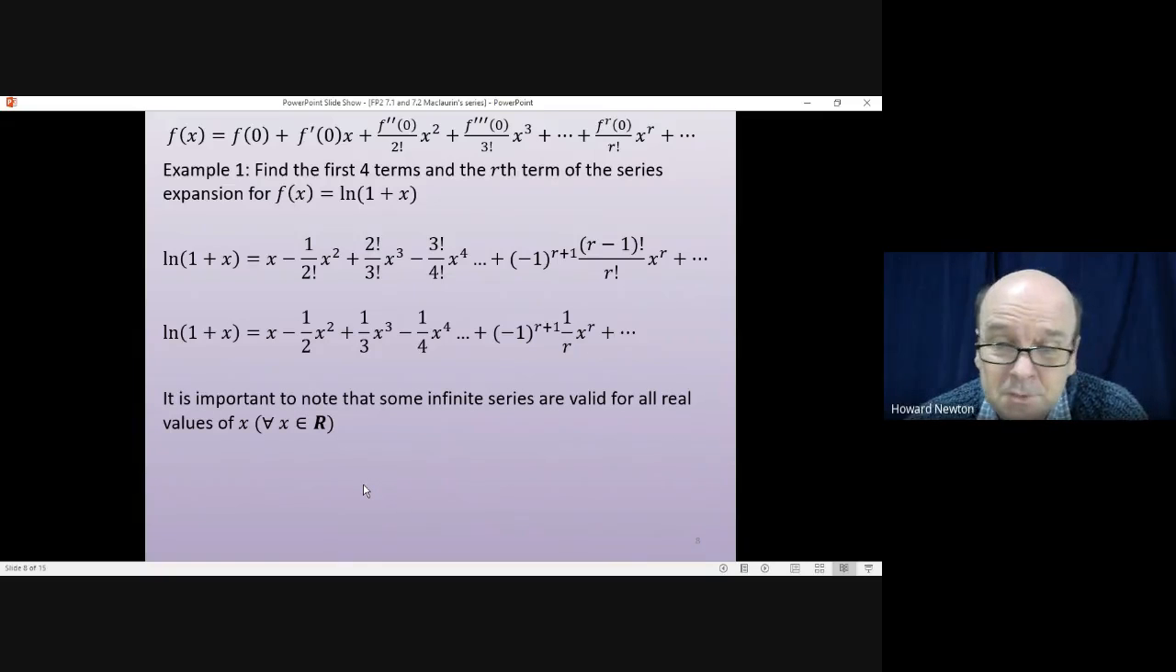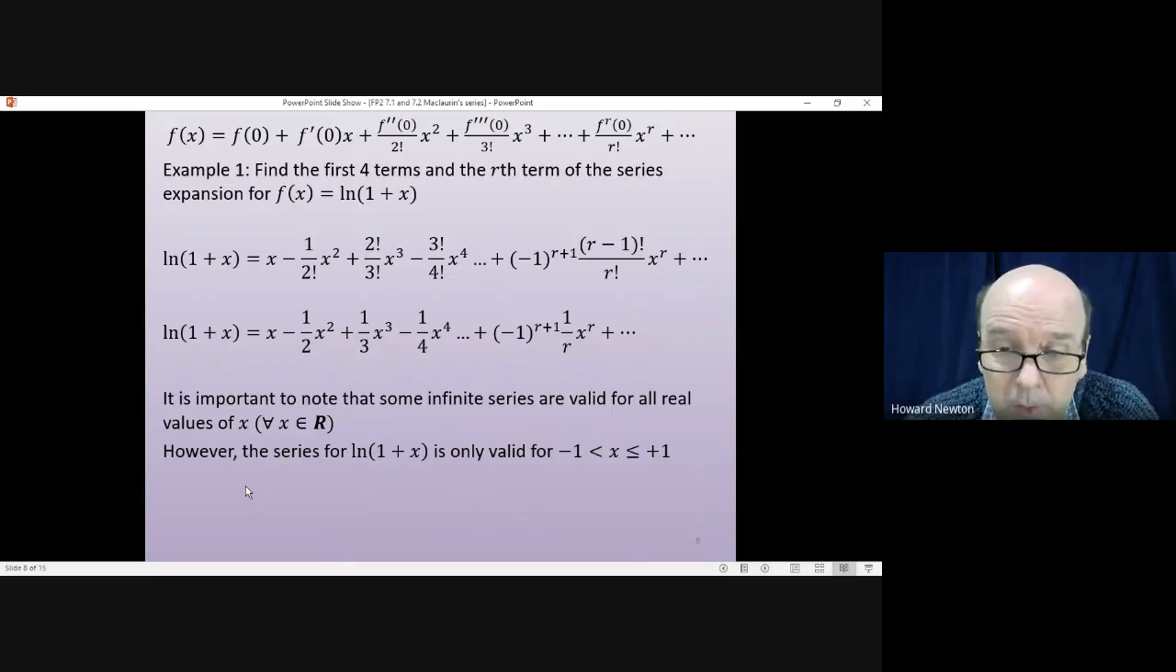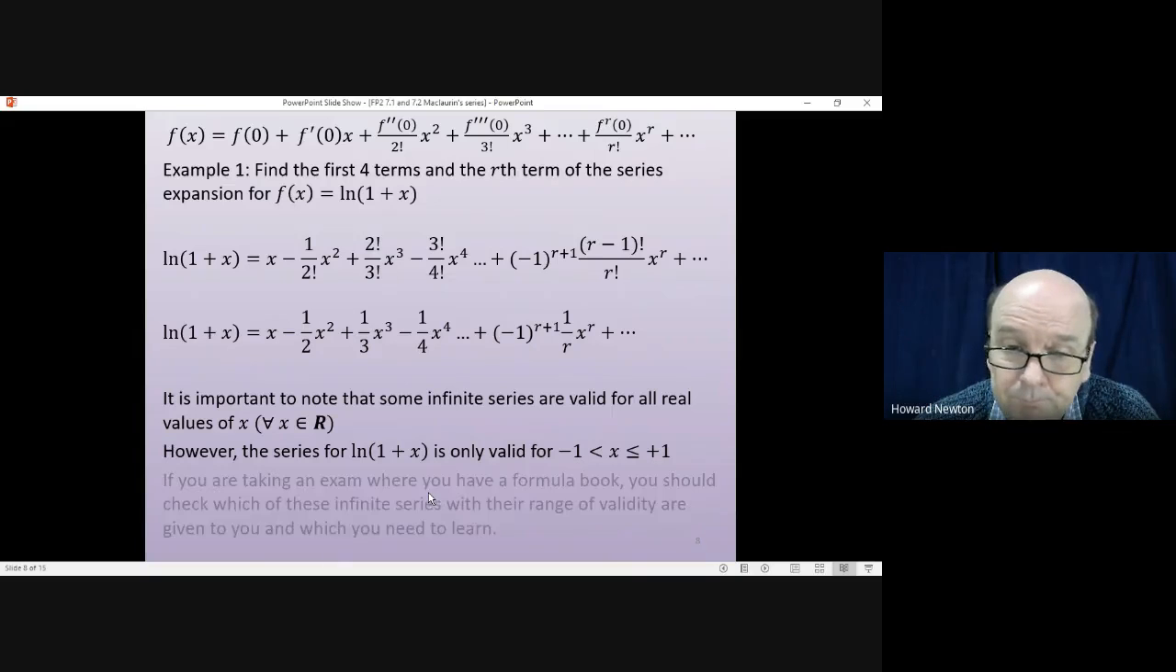Now, it is important to note that some infinite series work for all values of x. And what we would say is that they are valid for all real values of x, where x is a real number. But not all series are, and this one isn't. So the series for log 1 plus x is actually only valid for values of x between minus 1 and plus 1, where it can't equal minus 1, but x could equal plus 1.